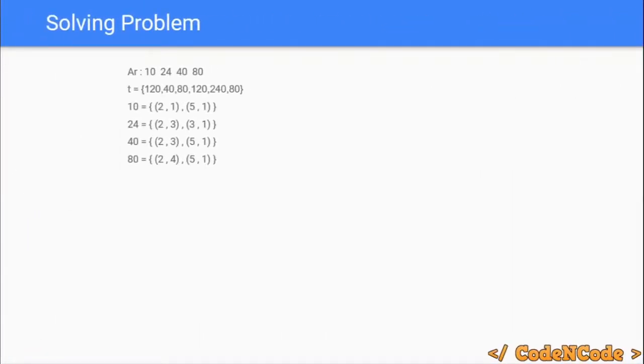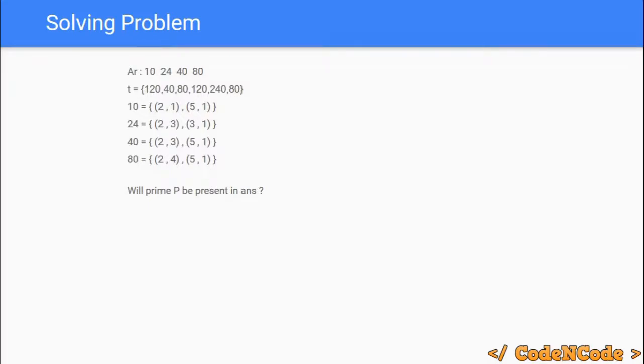Later you'll see why that is important. Now for the same example, I've written the T array as well: 120, 40, 80, 120, 240 and 80 for the same input array. This is their prime factorization. Now the question is, will prime P be present in the answer? Now we see for this input array, this is T, and for this T we already know this is the second test case and the answer of this is 40.